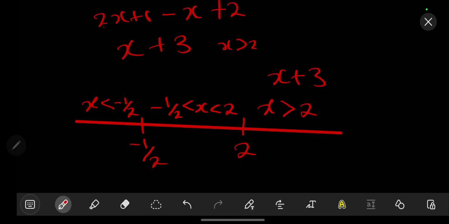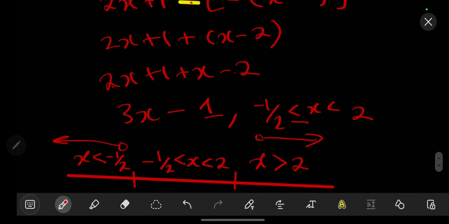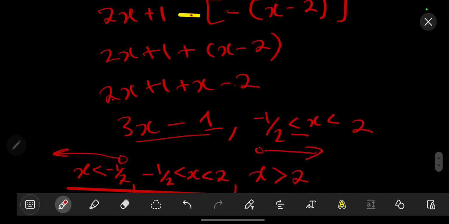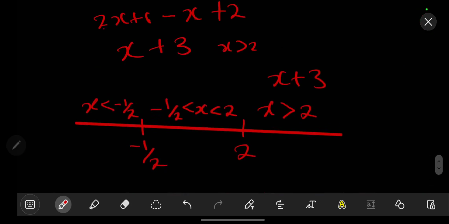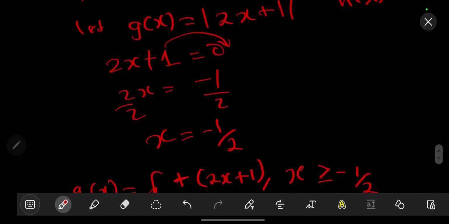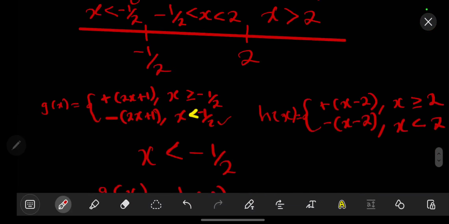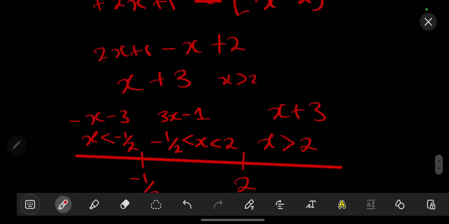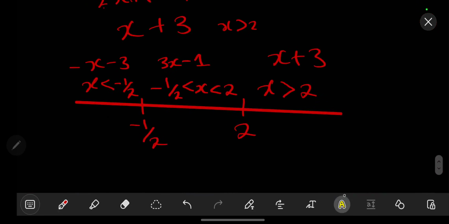Then here for the interval we got a 3x minus 1. So we have a 3x minus 1 like that. Then we have, for this other one, we had a negative x minus 3 like that. Negative x minus 3. Negative x minus 3 like that. So these are the regions.